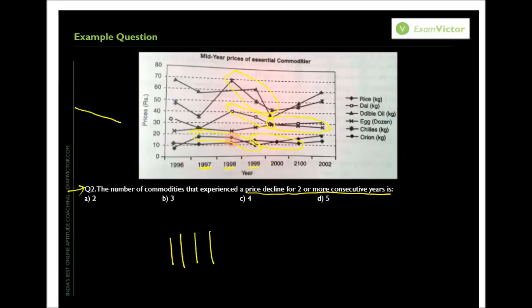It's not very clear to the eye from this graph, but in 97 the value and 98 the value, the 98 value is slightly lower than the 97 value. Right, so this is a graph shape question and we just found the 5th one, so the answer is D. 5 of these commodities do decline, so the answer is D.